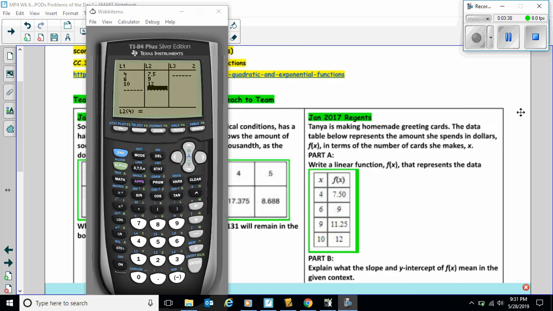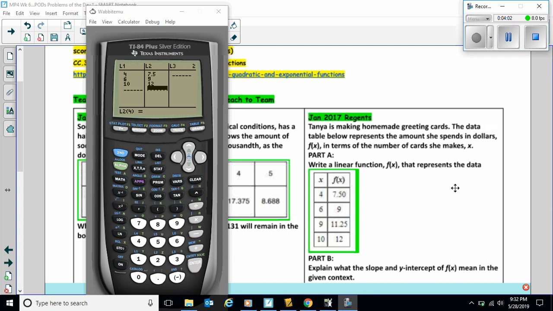All right, class, welcome back. Let's consider our next question. This comes from the January 2017 Regents. It says that Tanya is making homemade greeting cards. The data table below shows the amount that she spends in dollars in terms of the number of cards she intends to make. Part A: write a linear function that represents this data.